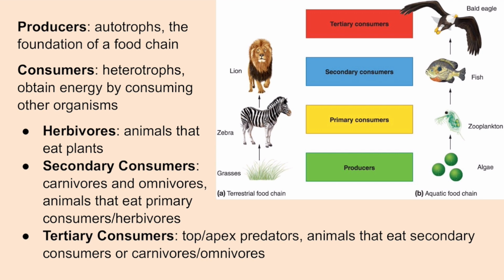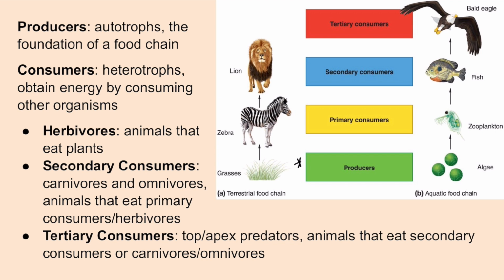So the levels of organisms consuming one another are called trophic levels, and then we have some classifications for these different organisms. So at the very bottom or the base of a food chain or a trophic pyramid are producers. They are the autotrophs, the organisms that can do photosynthesis, that can make their own sugars, and they're the foundation of a food chain.